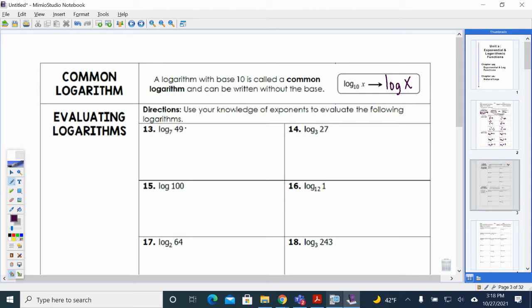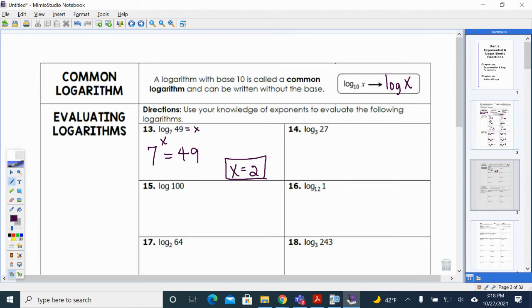So I'm going to put an equals x on number 13. And I want you to rewrite this in exponent form. So 7 to the x power is equal to 49. So ask yourself, 7 to what power is equal to 49? Well, 7 squared is 49, so x would be equal to 2. And this is how we can evaluate logs using our mental math.